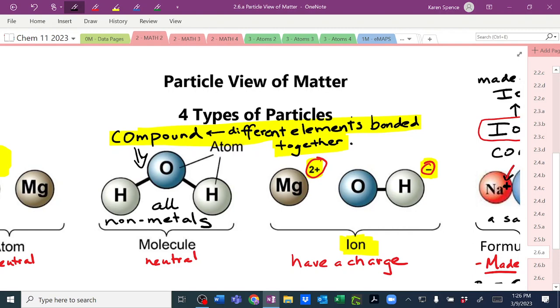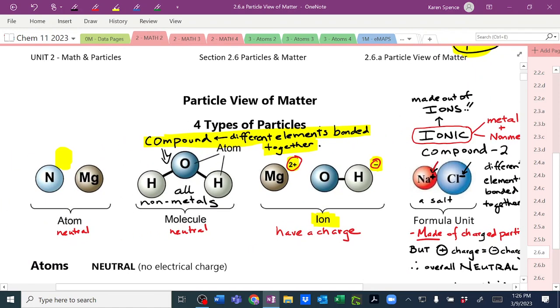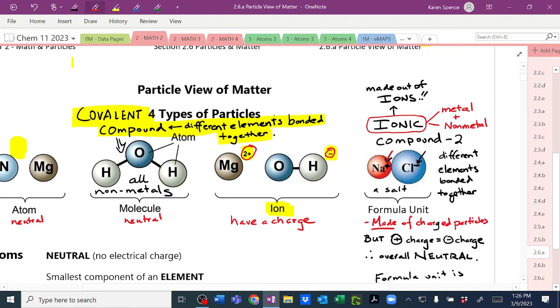Do you remember what we call a compound that is made of all non-metals? What type of compound is it? Yes? It is a covalent compound. Yes, it's not ionic. It's not made of ions. It is a covalent compound. And when it is covalent, we have only nonmetals.